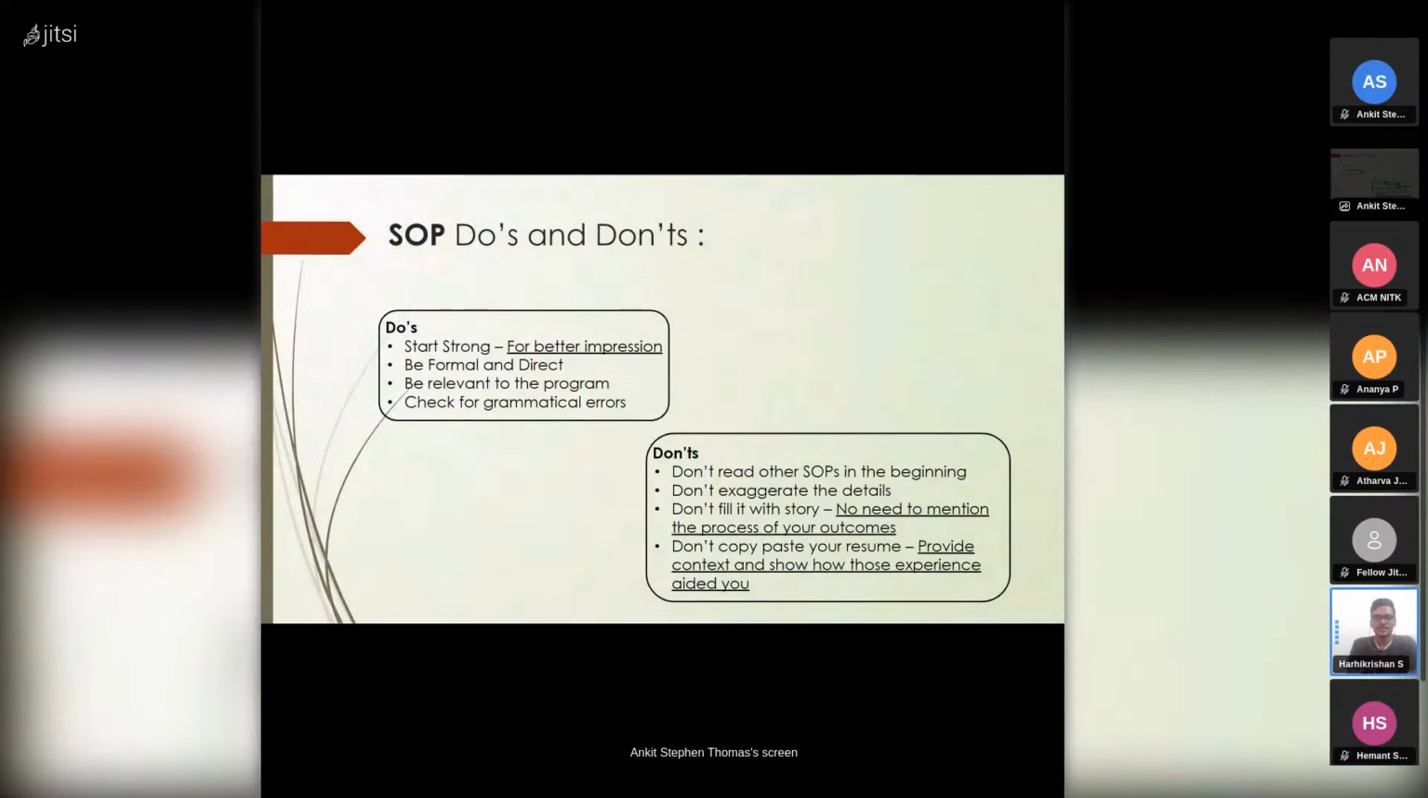So when you are writing an SOP, there should be do's and don'ts. First, in the do's, try to start strong, because if you write 1,000 words of SOP, sometimes the academic committee member won't have much interest to read through all the words. If you start strong, then you make a good impression, and that can boost you. And be formal and direct. You don't have to narrate every kind of detail. As I said, the outcome is more important when you write an SOP.